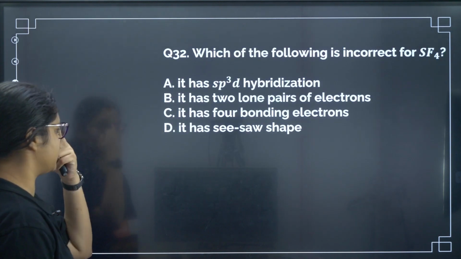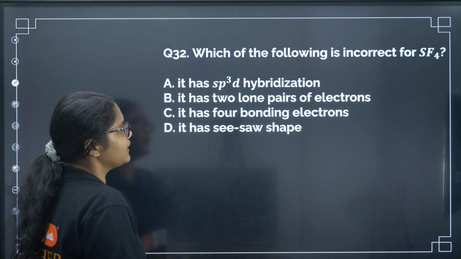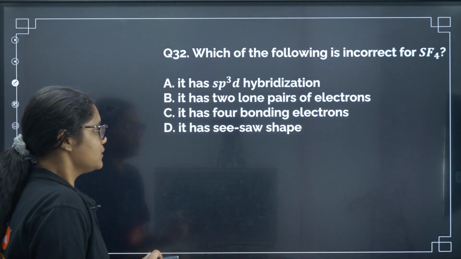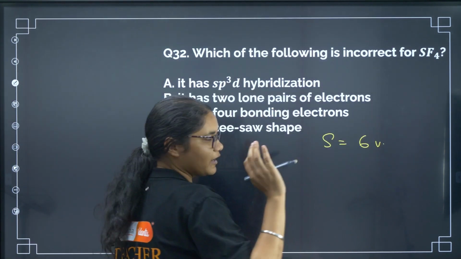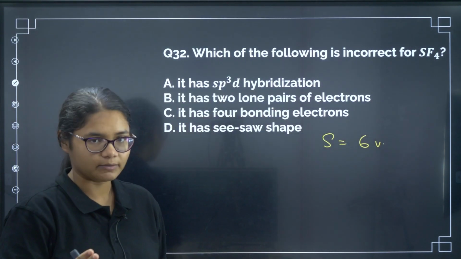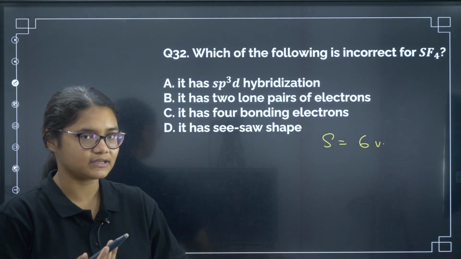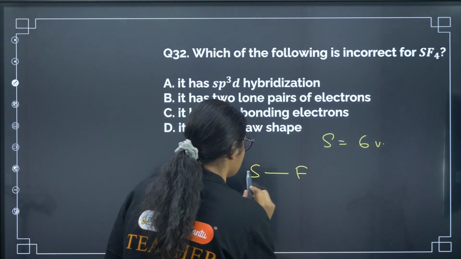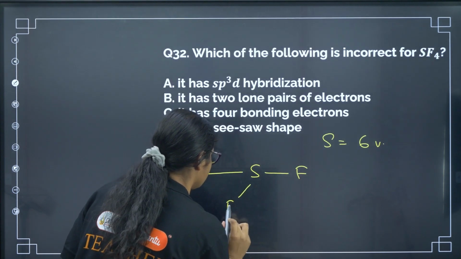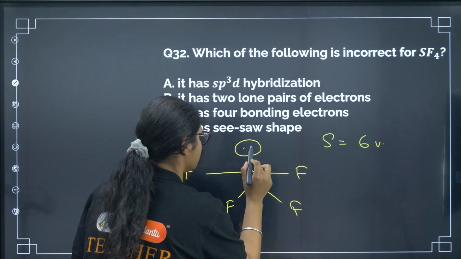Now let us go to the next question. Which of the following is incorrect for SF4? So, sulfur has 6 valence electrons and out of that 4 are used in bond forming. So 2 unpaired, non-bonding electrons are there. So the structure is like this, SF4, okay, with 1 lone pair.